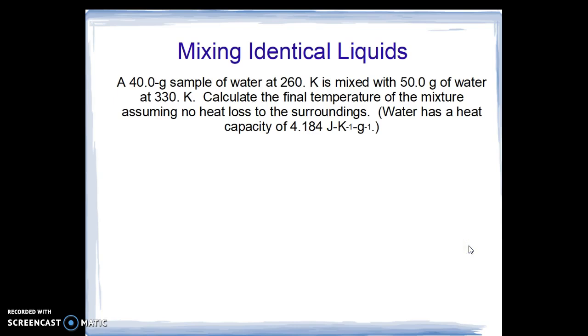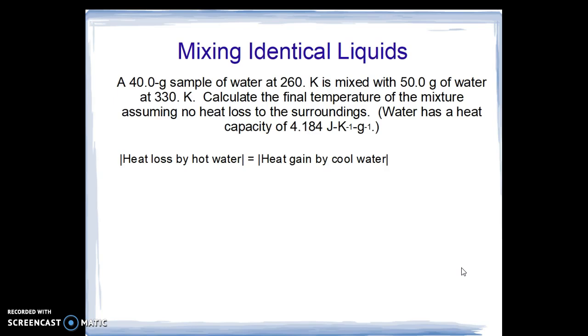Now let's go into a mixing identical liquids question. Here we have a 40-gram sample of water at 260 K mixed with a 50-gram sample of water at 330 K. We want to know the final temperature. And of course we have the same substance being mixed. And we give you the specific heat capacity of water.